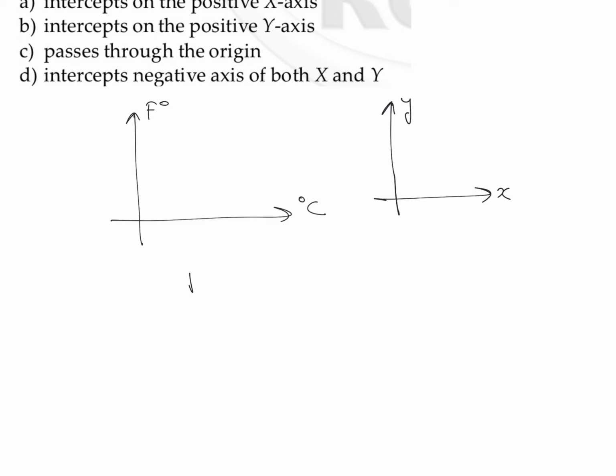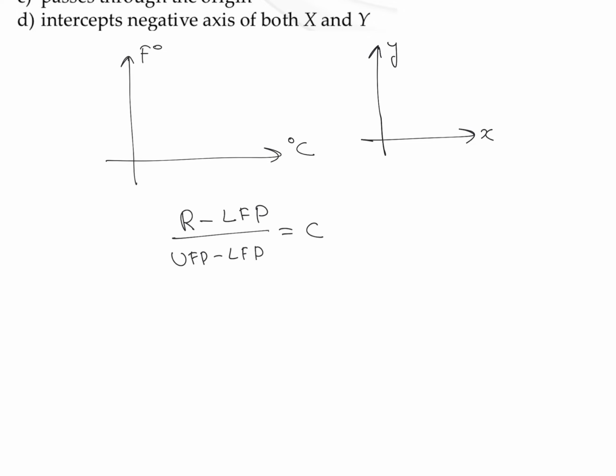So we can use the equation: reading in any thermometer minus its lower fixed point, divided by upper fixed point minus lower fixed point, is equal to a constant. By using this we can write the relation between the reading in degree Celsius and Fahrenheit. So the reading in the Fahrenheit scale minus the lower fixed point of the Fahrenheit scale, which is 32, divided by the upper fixed point, which is 212, minus the lower fixed point 32, is equal to the reading in the degree Celsius scale, let's say degree C, whose lower fixed point is 0 and upper fixed point is 100.